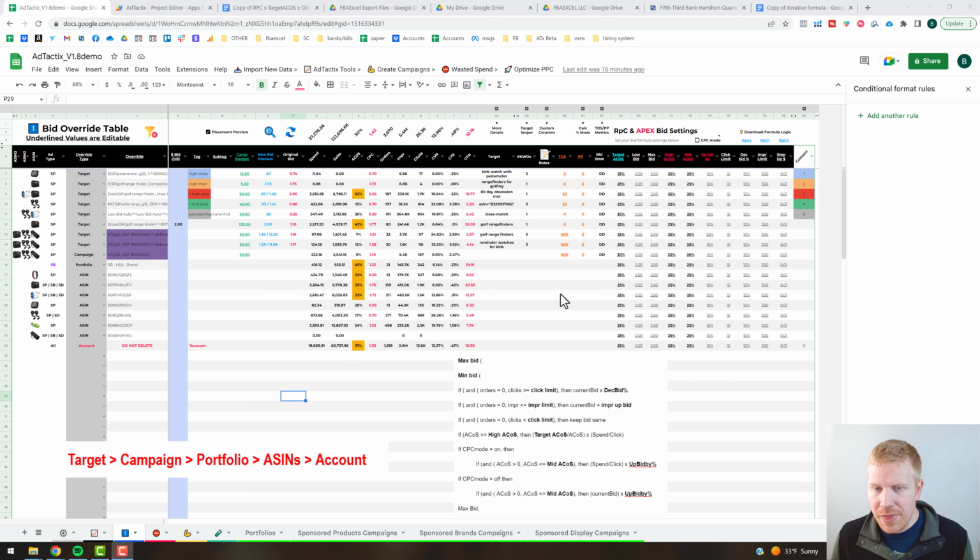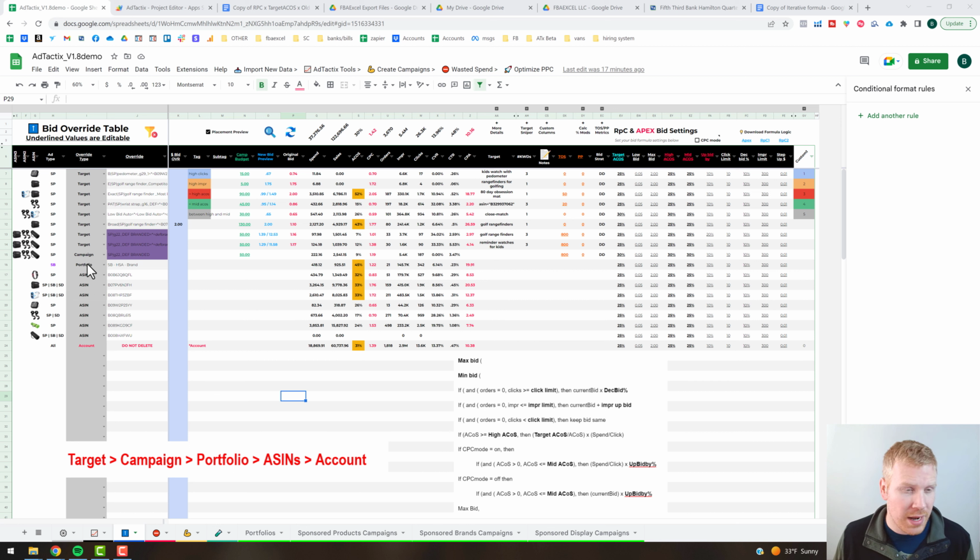So without further ado, we are in the bid override table right now. And again, watch the quick start video for how to first get some targets, campaigns, portfolios. There's a lot of different ways you can set this up. You can essentially structure this however you want, depending on how your account's set up. The possibilities are pretty much endless, especially with portfolio style bidding. You can group different products into a portfolio. You can group different strategies like defensive targeting, branded keywords.